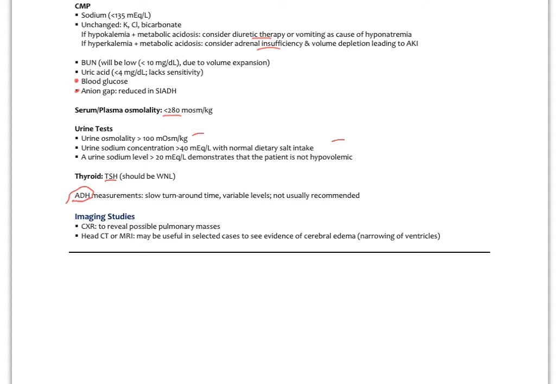We might look at a chest x-ray if you suspect a pulmonary mass or lung cancer, or again a head CT or MRI to see if there's any problem with, for example, increased intracranial pressure with narrowing of the ventricles, or if we're looking for tumors in the pituitary or hypothalamus.